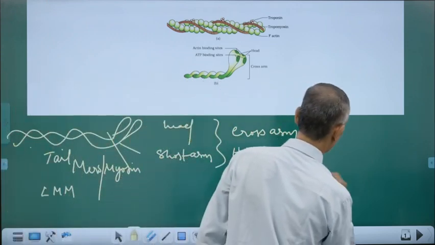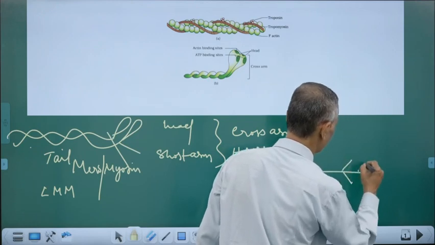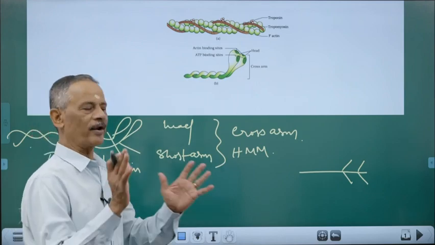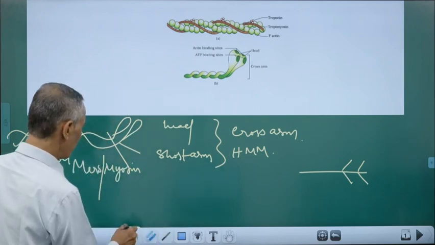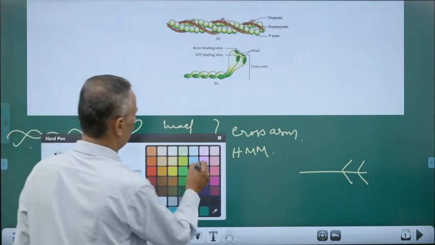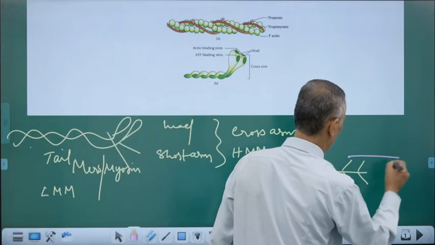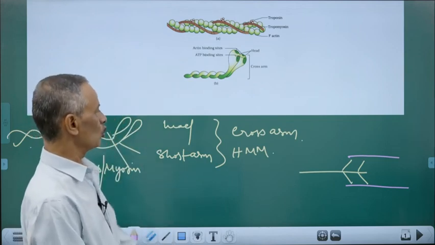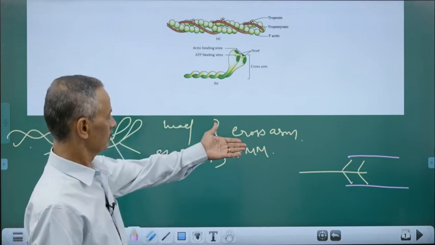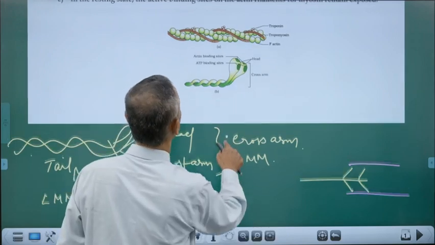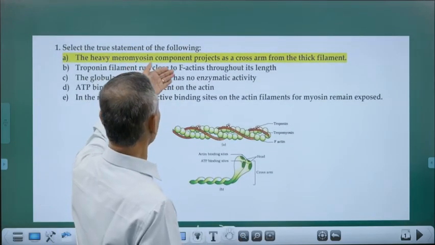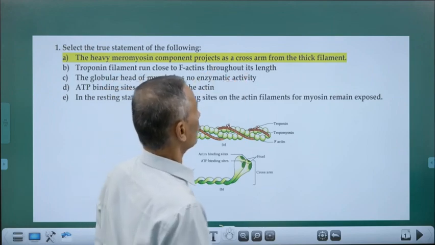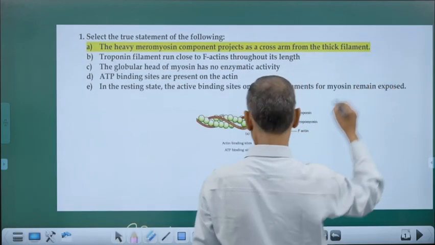So you are having thick filament. The head is projecting at regular intervals, at regular angles, and it is by this they are all getting connected with the thin filaments. So thick and thin filaments are getting connected through the cross arm. Clear? So the heavy meromyosin component projects as a cross arm from the thick filament. That's a correct statement. Okay.